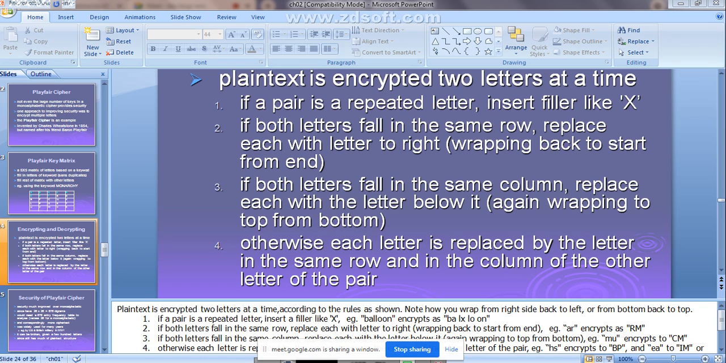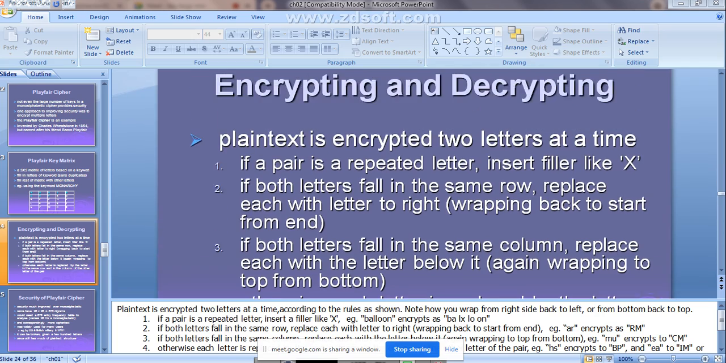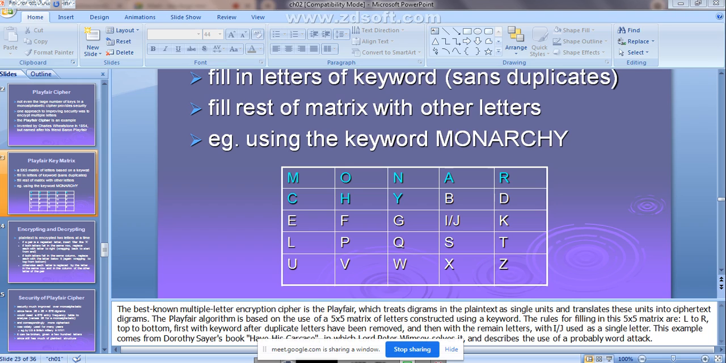If the pair has repeated letters, then insert a filler letter like X. If both the letters fall in the same row, replace each letter with the one to its right. If both the letters fall in the same column, replace each letter with the one below it, right? And wrapping of the letters will be there in both the cases. Otherwise, each letter is replaced by the letter in the same row and the same column of the other letter of the pair. Clear?